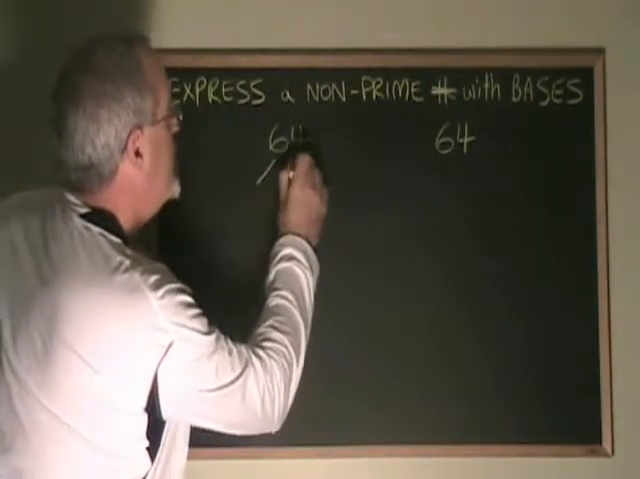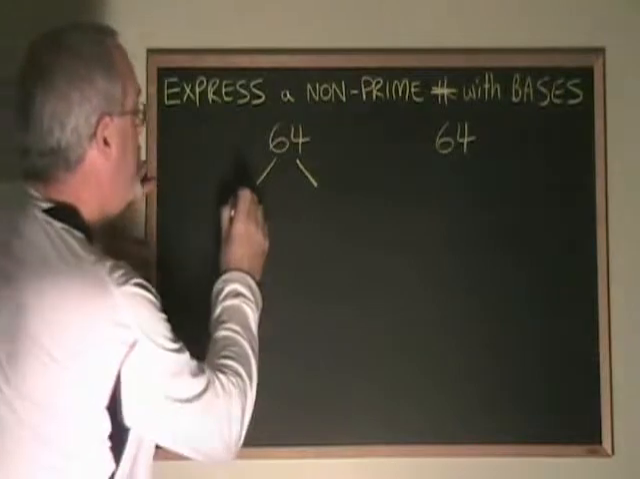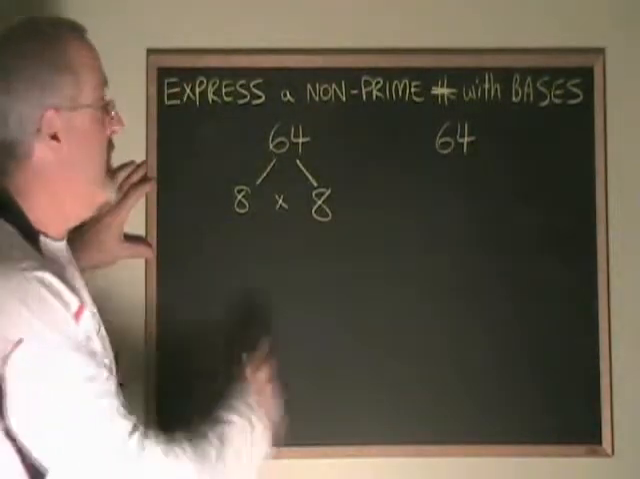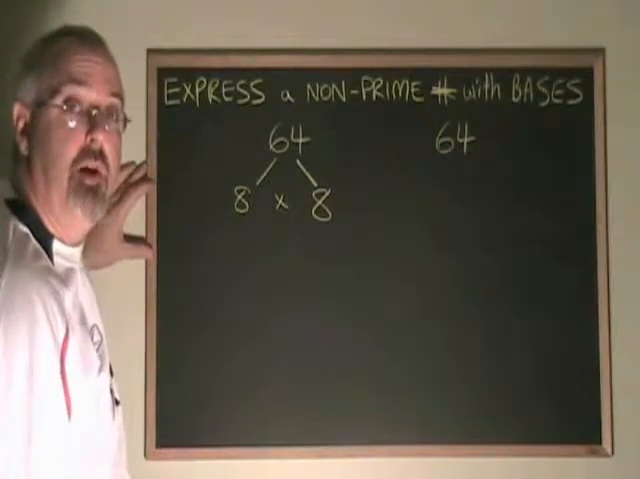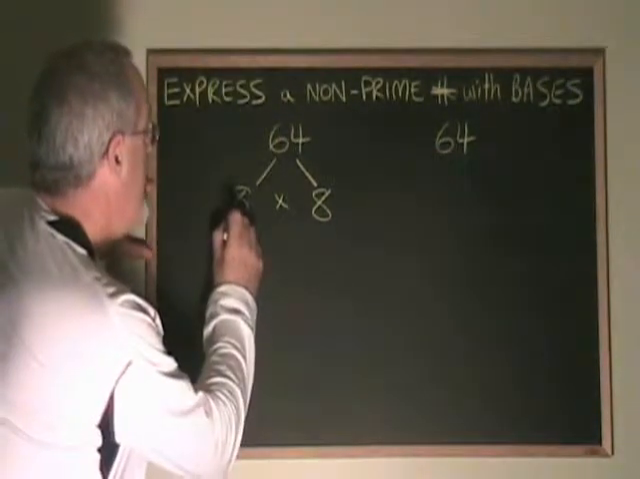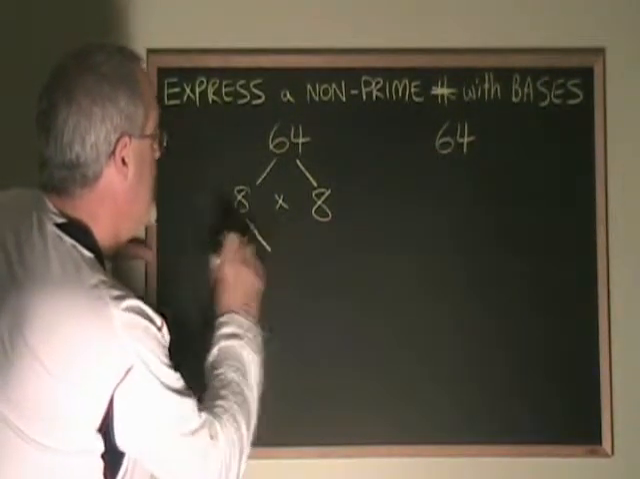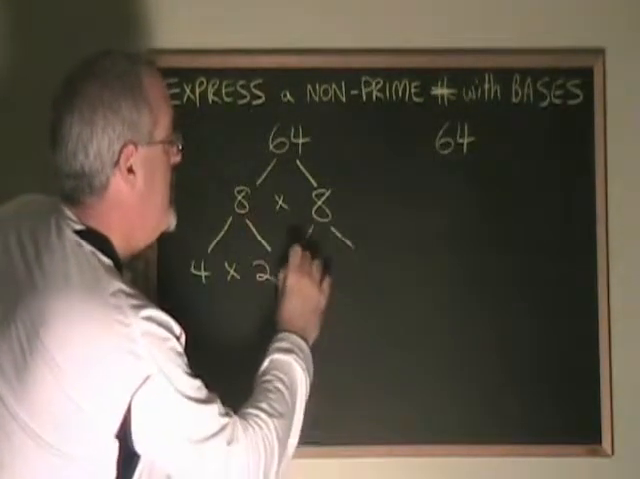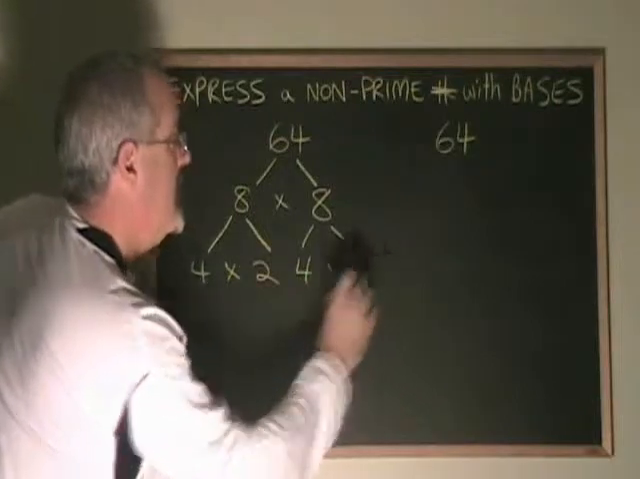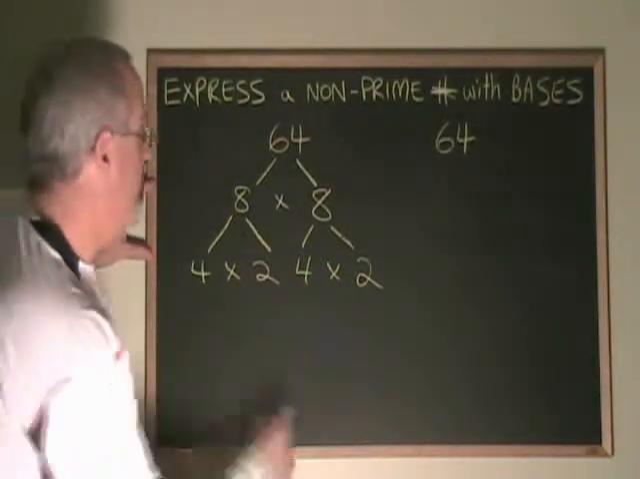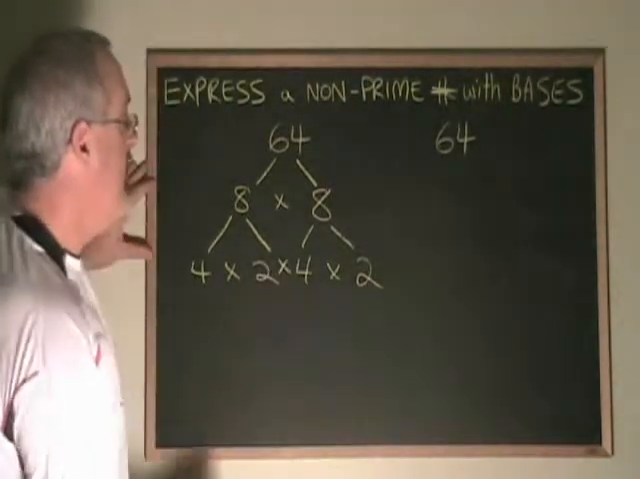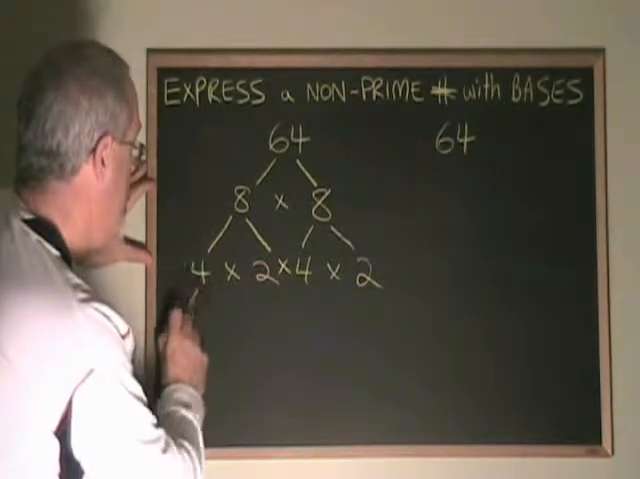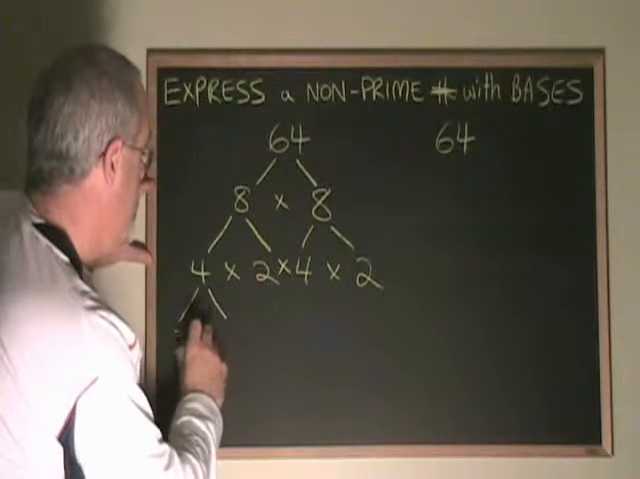64 can be reached when you multiply 8 times 8. But 8 is not prime, so we have to continue factoring. 8 is equal to 4 times 2. So both 8's can be broken down into 4 times 2. The 2's are prime, but the 4's are not, so we're not finished. This 4 is 2 times 2.